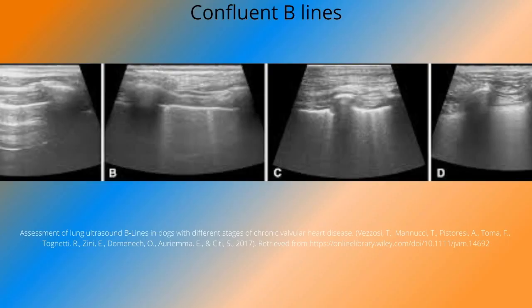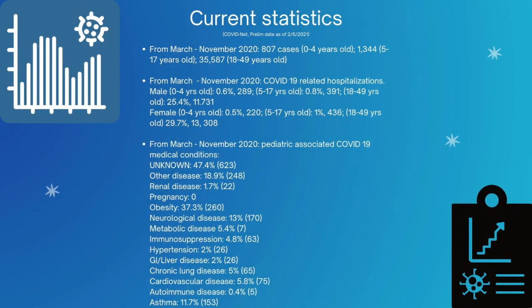Usually they are considered artifact, but if they're found, they usually represent pulmonary edema. So the current statistics from COVID-19 preliminary data as of February 6, 2021, from March to November 2020, they found 807 cases between 0 to 4 years old, 1,344 from 5 to 17 years old, and of course there's 587 between 18 to 49 years old incidences.